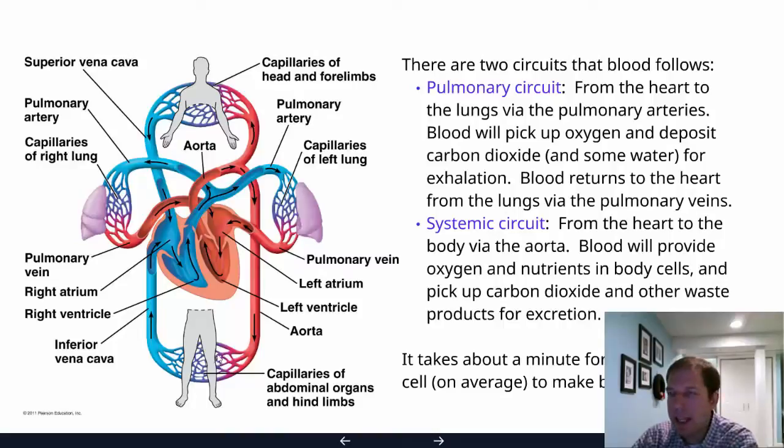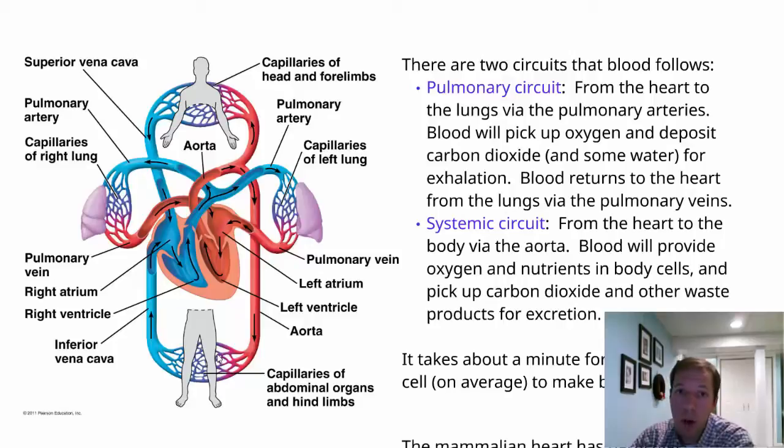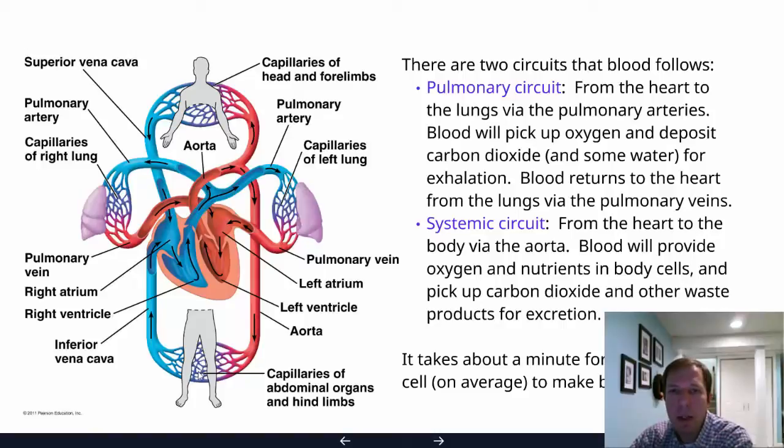There, again, the blood will branch off into capillary beds, which will exchange wastes, exchange oxygen, nutrients, carbon dioxide, and then all of that blood, after that exchange has occurred, will be brought back through veins into finally the inferior and superior vena cava into the right atrium, where then the blood is going to enter into the pulmonary circuit.